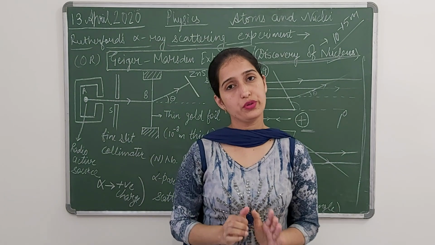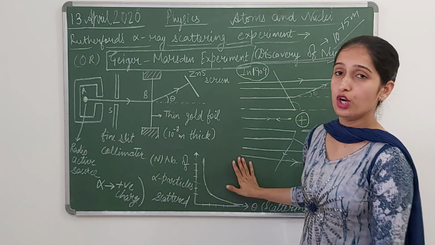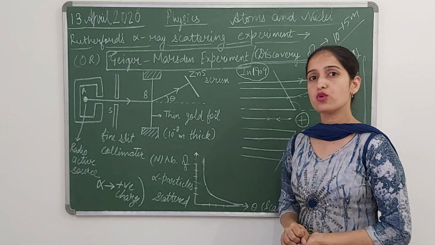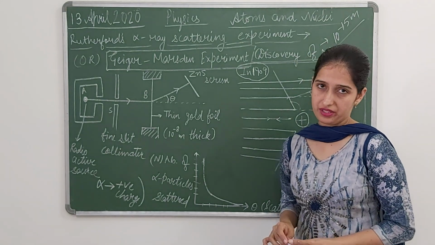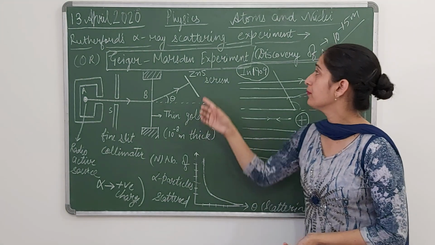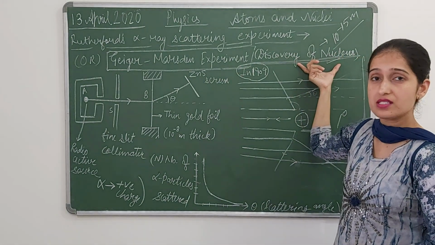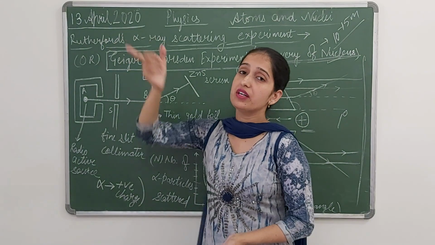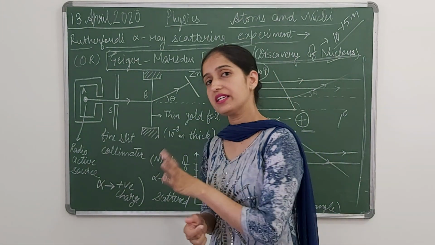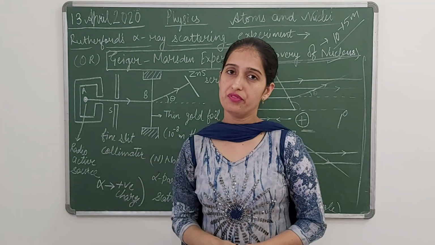Okay students, for today it's sufficient. Tomorrow we will discuss the distance of closest approach and the Rutherford model of the atom, because by performing this experiment he came to know about the new concept of the nucleus. So Rutherford gave one model of the atom. First was the Thomson model of the atom and second will be the Rutherford model of the atom.